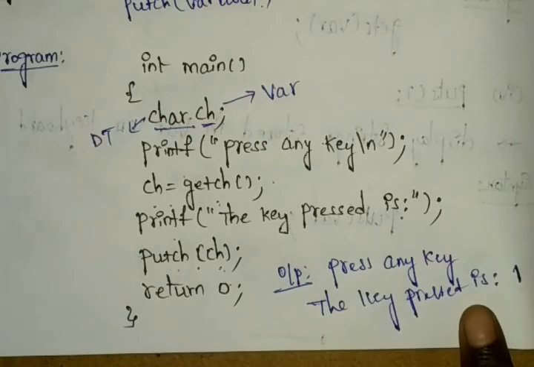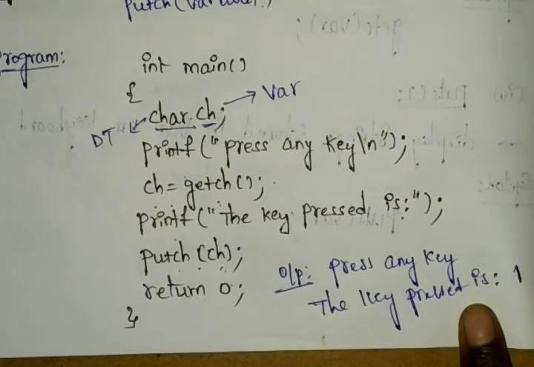Like this, we have the unformatted input and output operations. What we have are getchar, putchar, gets, puts, getch and putch.